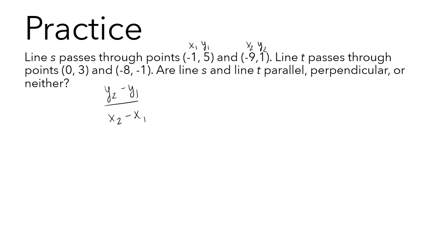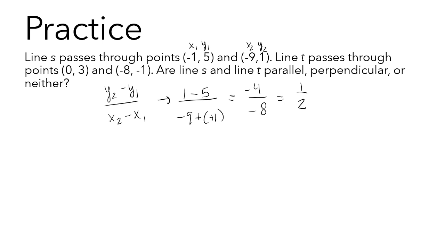So let me find the slope of the first 2 points first. That's going to be 1 minus 5 divided by negative 9 minus negative 1. Be careful with your negative signs here. I've got a negative negative. So 1 minus 5 is negative 4. Negative 9 minus negative 1 actually turns to plus 1. Negative 9 plus 1 is negative 8. And this, of course, simplifies to 1/2.